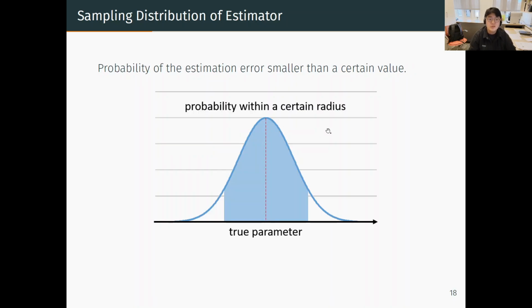Another interesting thing: what is the probability that the estimation error is within a certain radius? What is the probability that the error is smaller than a certain value? It's like an interval around the true parameter, so you allow a certain margin of error. What is the probability within that margin around the true parameter? You can calculate this area. That is a normal distribution, so this is possible, and we are going to do that later. Understanding the sampling distribution is really important to understand how good your estimator is, okay?